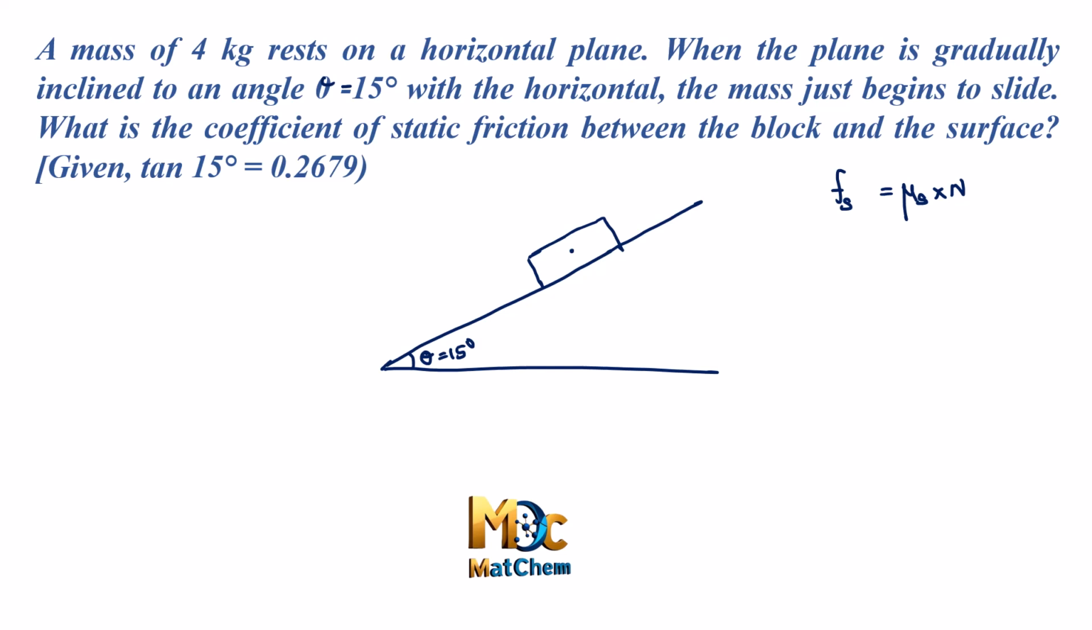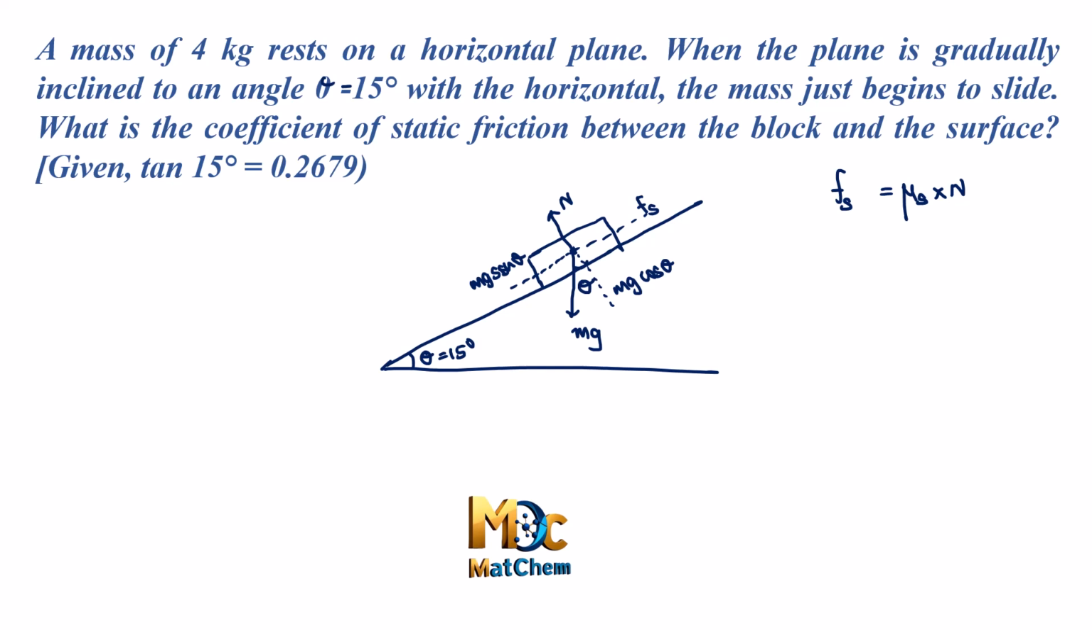Due to the weight, a force will be generated due to acceleration due to gravity, that is equal to mass into acceleration due to gravity, mg. So this is theta. Obviously, this angle is also going to be theta. Since the object is sliding down, the static friction will be acting in the opposite direction. This is the direction of the static friction, and this is the normal reaction. This is mg making an angle theta. This vector mg can be resolved into mg cos theta and mg sin theta. This is called the resolution of a vector.